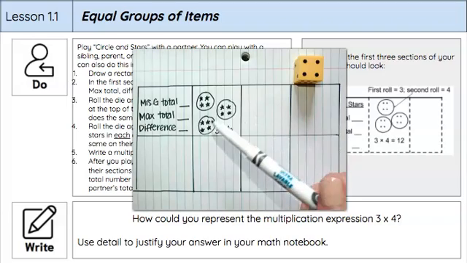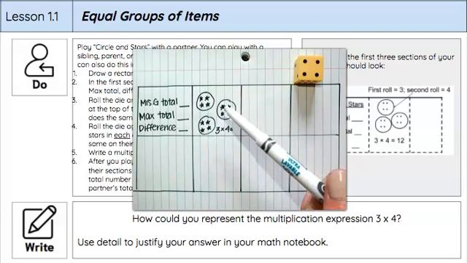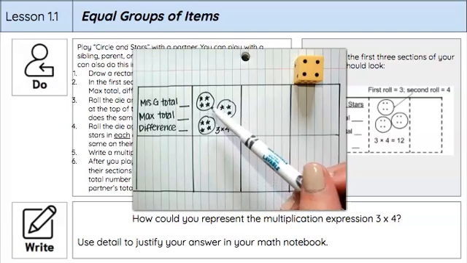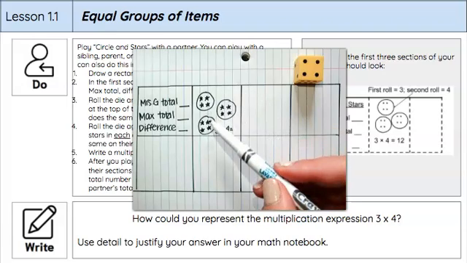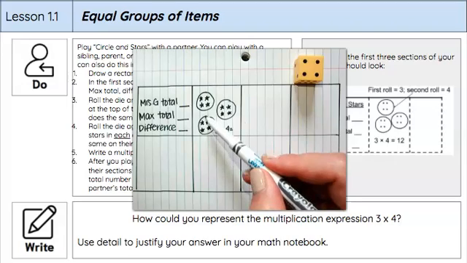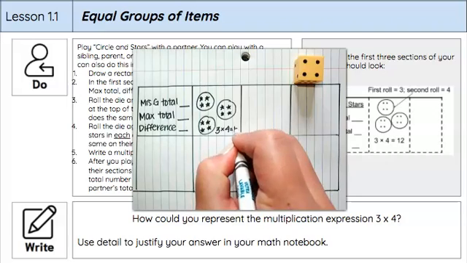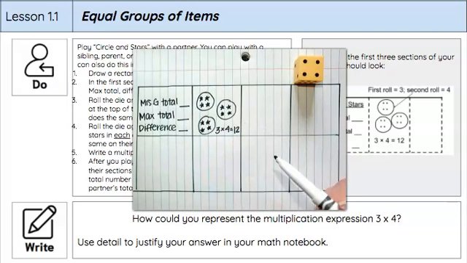And I can find the total by doing many different strategies. One of them is just counting. Another one could be skip counting. So let's try that one. We're going to do 4, 8, 12. So I have 12 total stars. My partner is doing the same thing.